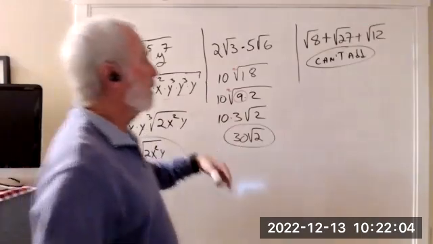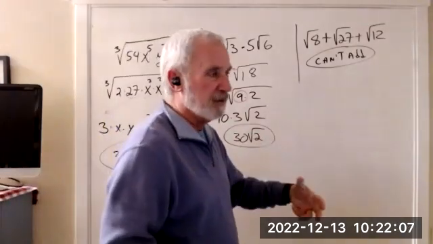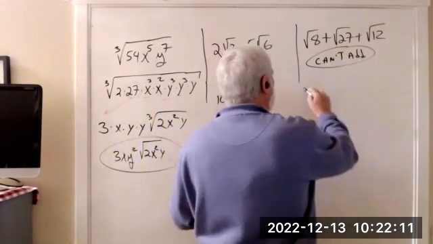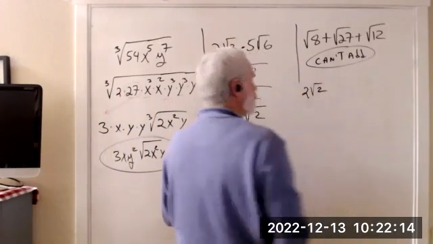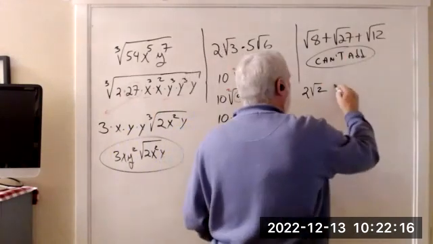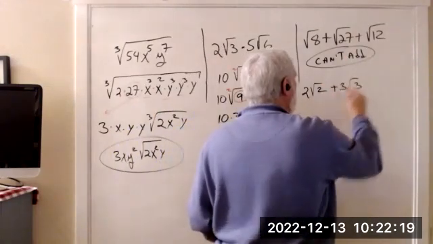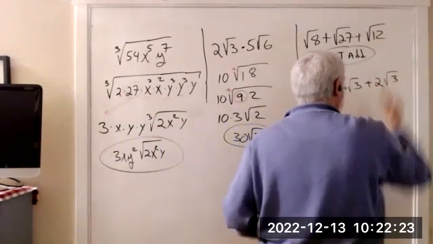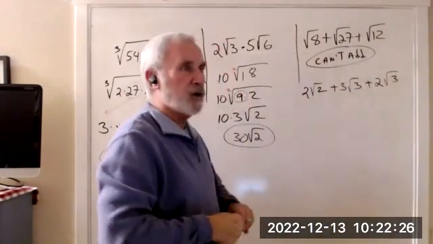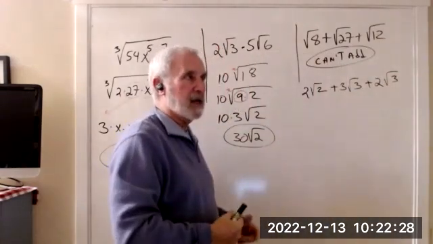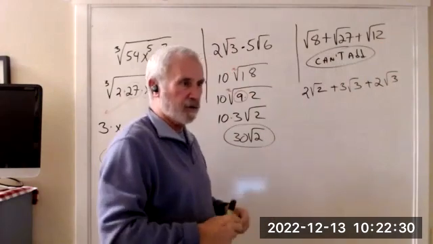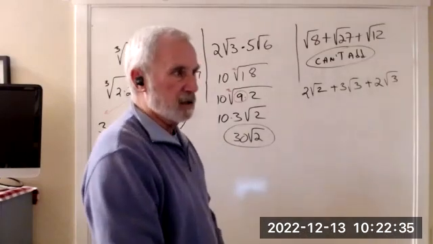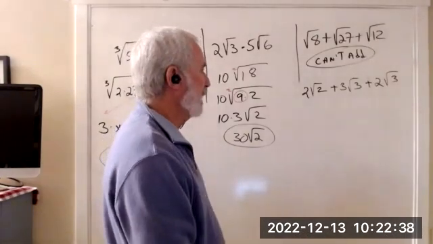But the other rule is you have to be able to simplify all radicals. So the square root of 8 becomes 2 times the square root of 2. The square root of 27 becomes 3 times the square root of 3, and the square root of 12 becomes 2 times the square root of 3. Now, I can show you how I did that or not. Your calculator does square roots for you automatically, so I would definitely use that.